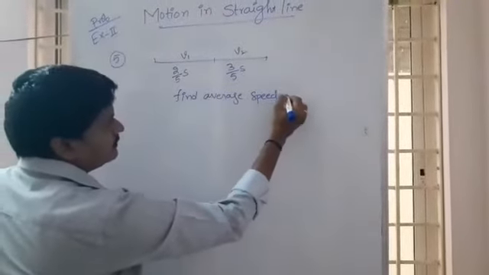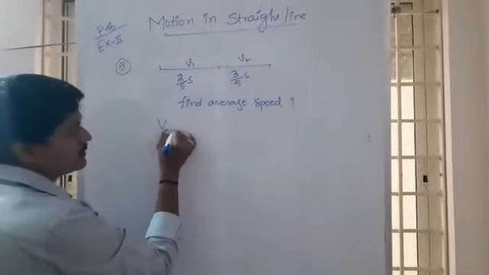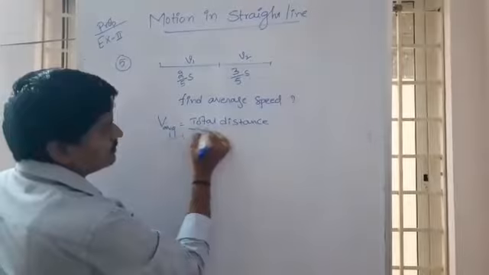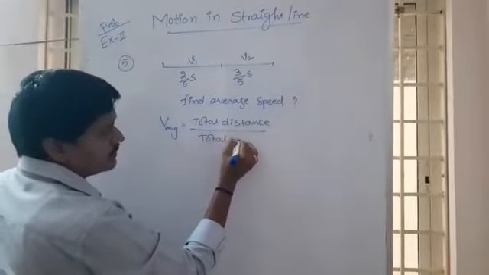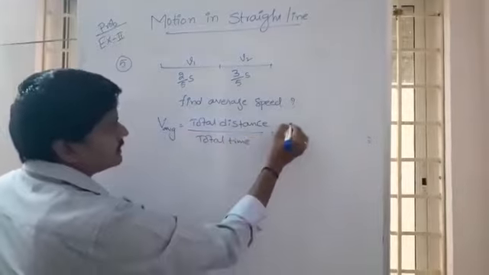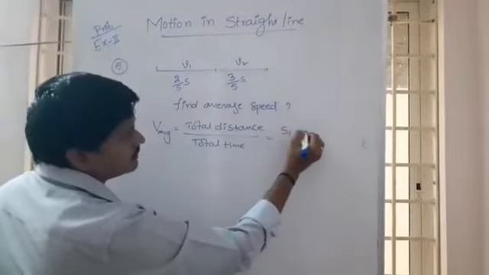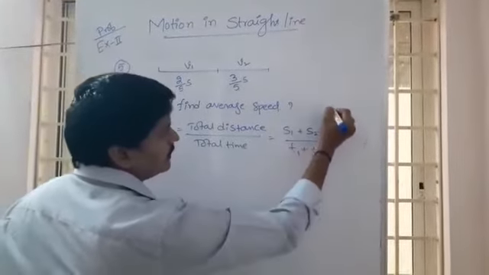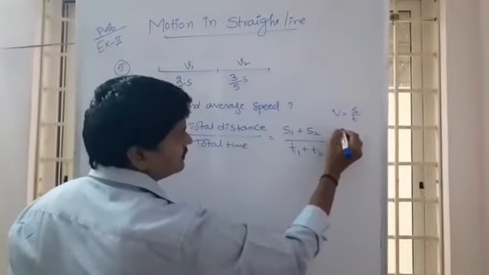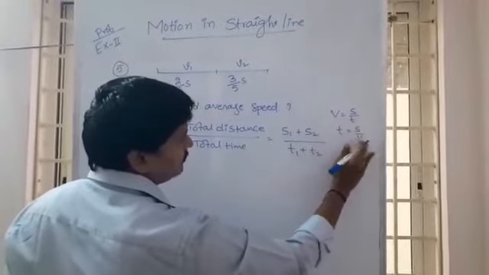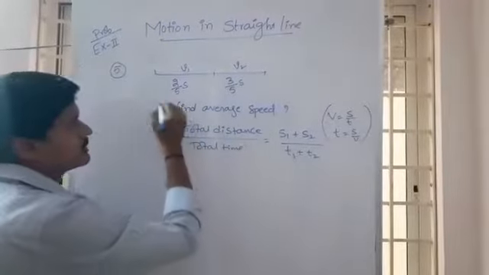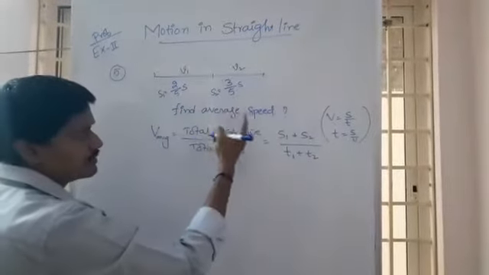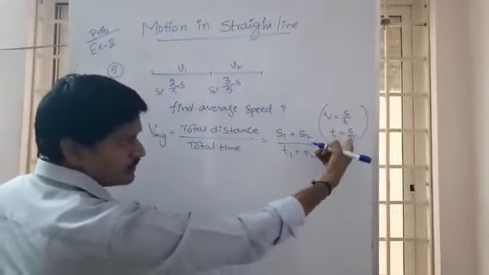So average speed is equal to total distance by total time taken. Therefore, distance means first distance plus next distance, s1 plus s2, by time taken t1 plus t2. Here v is equal to s by t, so from this, t is equal to s by v. Here the first and second distance values are mentioned, but time values are not mentioned, so we can convert the equation in terms of the given values.